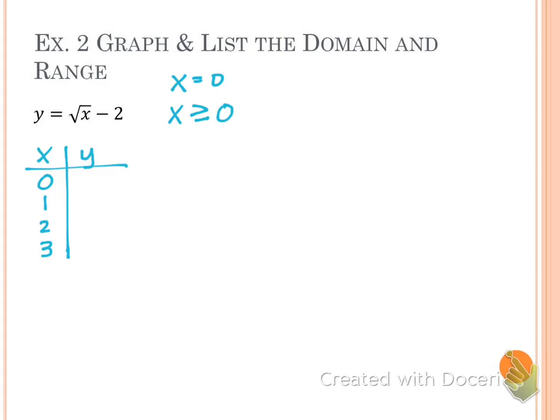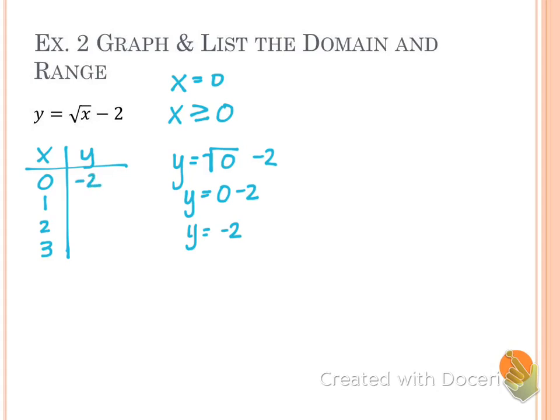So this is what we're going to do. We're just going to take this equation, y is equal to the square root of, what's my first number I'm going to plug in for x? 0 minus 2. What's the square root of 0? 0. What is 0 minus 2? Negative 2. Just the 0.